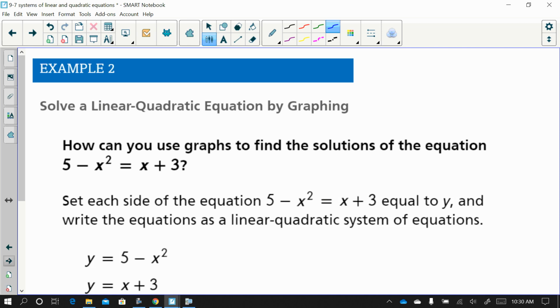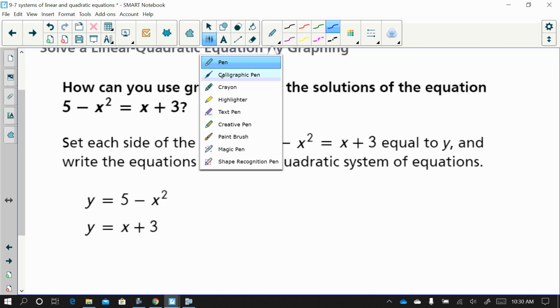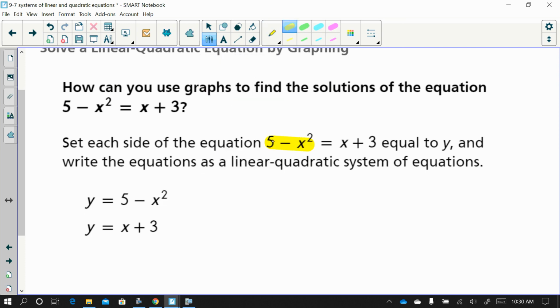First thing we're going to look at is solving by graphing. So how can we use graphs to find the solutions of the equation 5 minus x squared equals x plus 3? Well, to do this, we're going to set each side of the equation equal to y and write the equations as a linear quadratic system of equations. So I'm going to take the stuff here on the left, and that's going to be my first equation. And I'm going to take the stuff here on the right, and that's going to be my second equation.